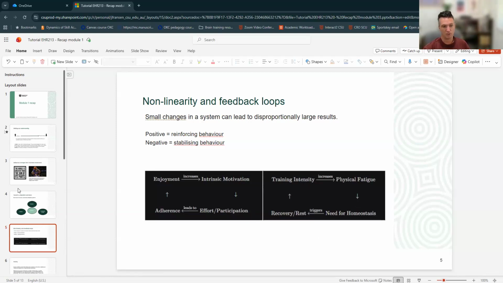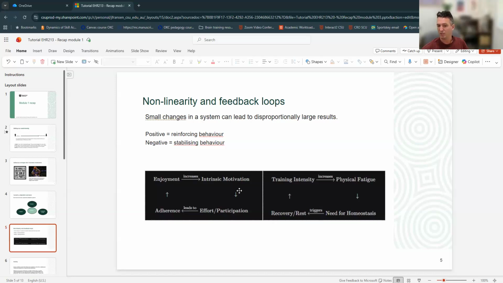Imagine that your training intensity increases. That has a positive effect on your physical fatigue. Your physical fatigue increases as well. Your need for homeostasis increases too. That triggers the need for recovery. Sorry, this is a negative or stabilizing feedback loop, not a positive one, right? And that in turn has a negative effect on the training intensity that you can deal with in the next practice session. So this loop, ultimately, if you follow it, stabilizes the training intensity. It slowly decreases it to a stabilizing point.